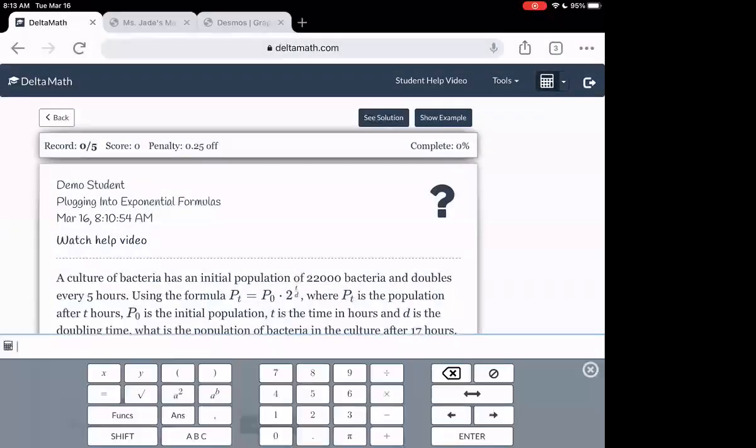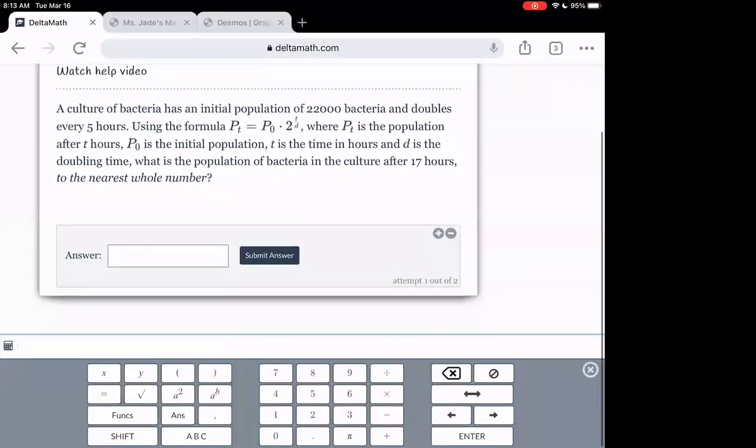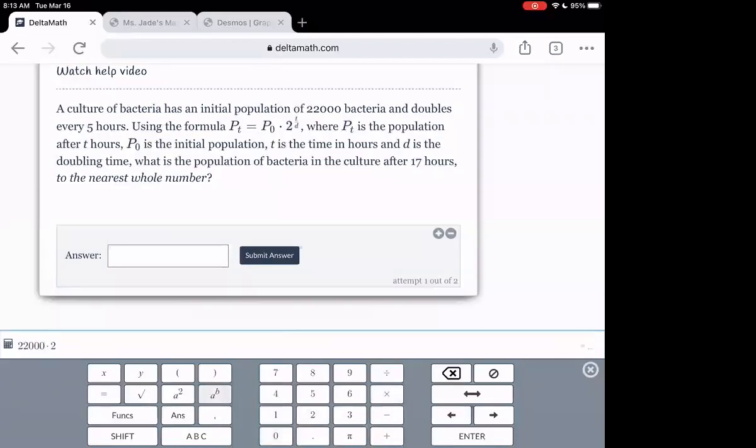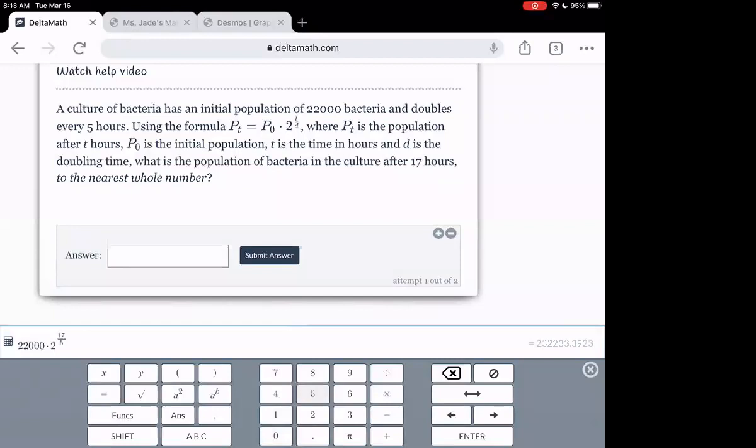I'm just gonna use Delta Maths calculator. Okay, so 22,000 times 2 to the power of 17 over 5. Literally just typing it in. And then it says 232,233.39. And remember, we are rounding to the nearest whole number because you cannot have 0.3 of a bacteria. So you want it to the nearest whole bacteria.